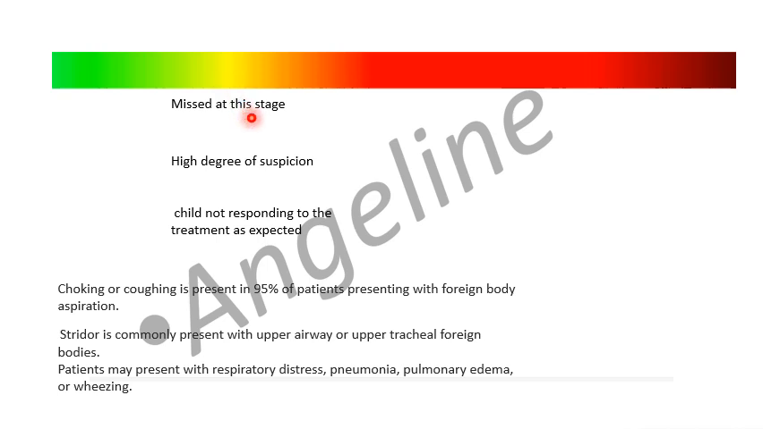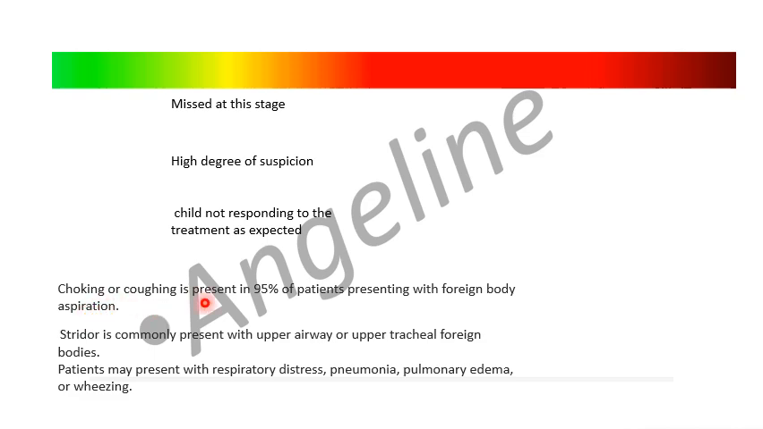So how do you not miss this? By having a high degree of suspicion. Where will you apply the high degree of suspicion? Child not responding to treatment as expected. They might just bring a child saying wheezing. You give a nebulizer. You expect some amount of response in a reasonable time, not responding. I'm talking about this stage, not these two stages. This you will pick up.